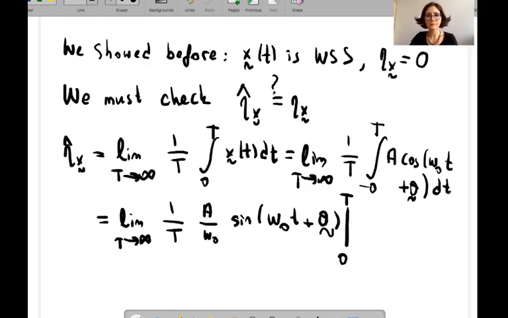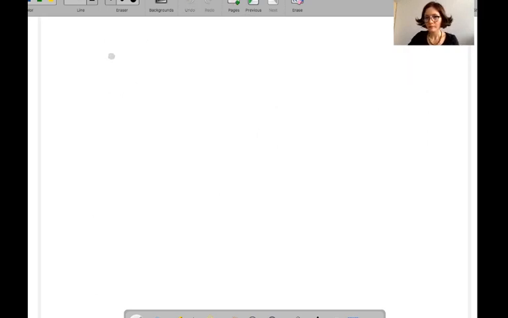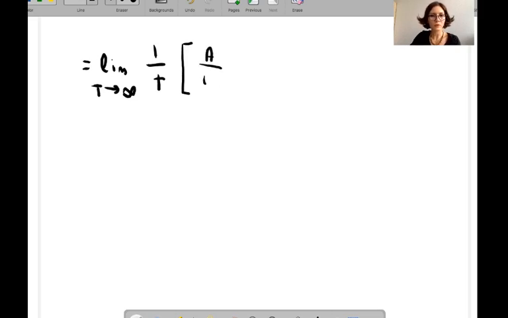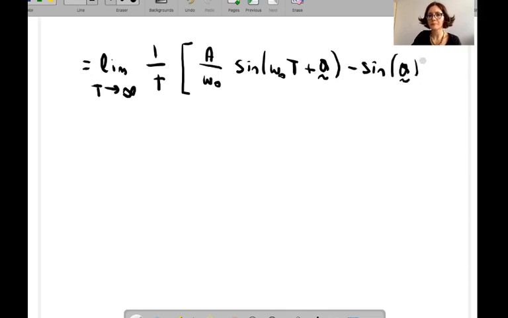Let's write explicitly the result of the integral. This is equal to limit as T goes to infinity, 1 over T. If you evaluate the integral, you get A over omega 0, and we evaluate between capital T and 0. Here's the first term. If you put in t equal to 0, you will get sine of theta.